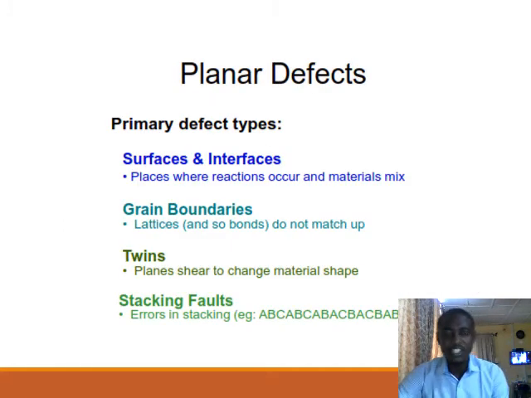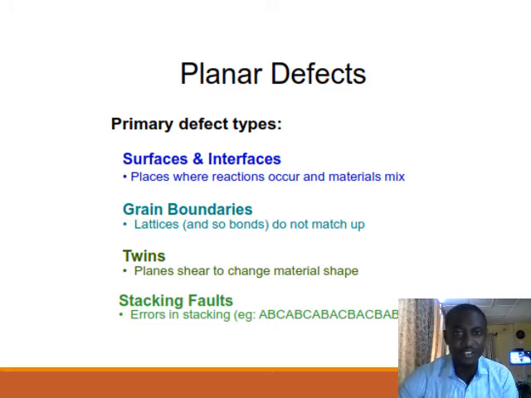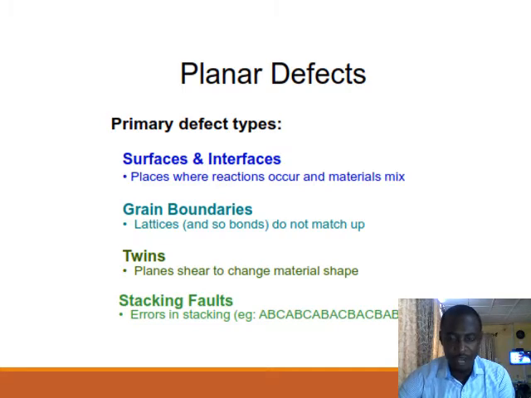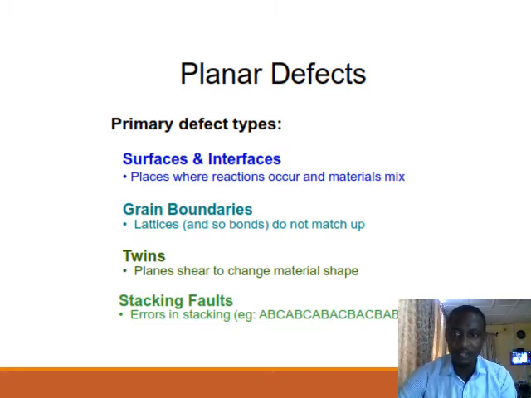So the third is the planar defect. In terms of the planar defect, we have different types. We have the surface and interface, we have the grain boundaries, we have the twins, and we have stacking faults. I will explain all of these for you to understand the concept of a planar defect.